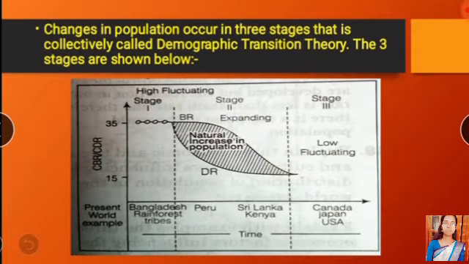The changes in the population occur in three stages, that is collectively called demographic transition theory. So what is demographic transition theory? The demographic transition theory tells us that population of any region changes from high births and high deaths to low births and low deaths as a society progresses from rural, agrarian and illiterate to urban, industrial and literate society.